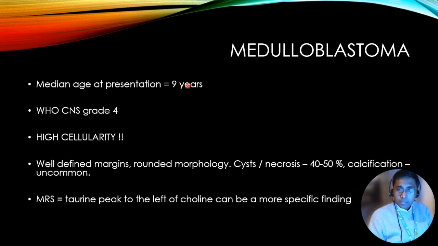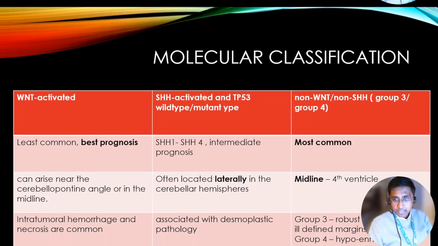Among the posterior fossa tumors, remember medulloblastoma has an average age of presentation around 9 years. They're WHO grade 4, as I mentioned before, highly cellular. And in MRS, we can sometimes identify a taurine peak. Sometimes they can calcify, quite rare though, around 10%. Cyst and necrosis are still more common. You can have it in 50% of the cases.